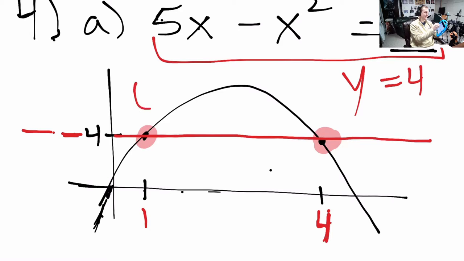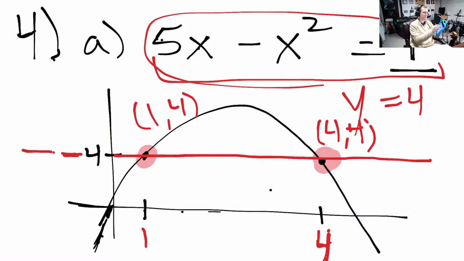Coordinates 1, 4, and 4, 4? They're pieces of the coordinates, yes. So the coordinates are the intersection points, right? That's exactly right. But what are we looking for in this equation? Which of those coordinates are we looking for, I should ask? The x value. Yes, exactly.